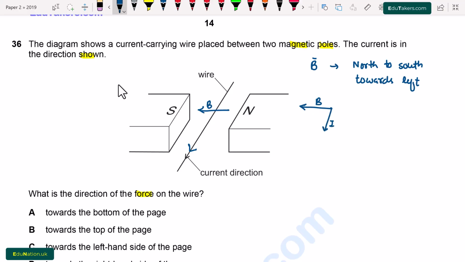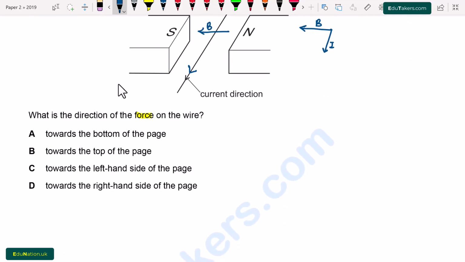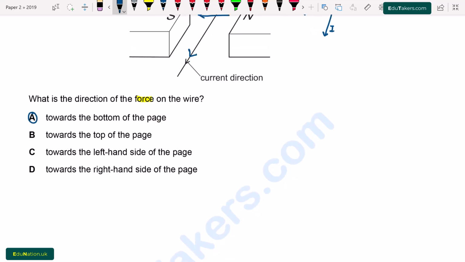Then my thumb will show the direction of the force. In this case, the force will be towards the bottom of the page. So from here, option A is correct, which shows the direction of force towards the bottom of the page.